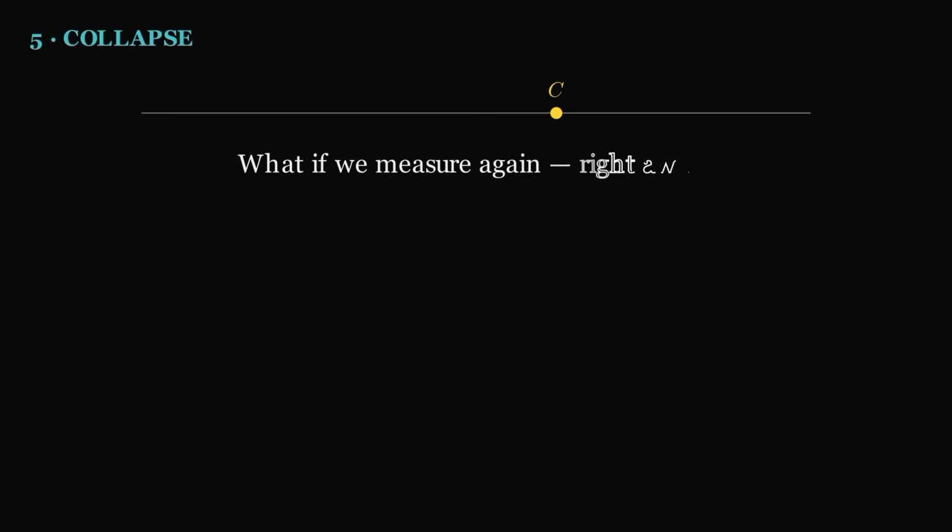Here's a natural follow-up. What if right after that first measurement we measure the position again immediately? Every interpretation agrees on the answer. You get C again. Measure it 100 times in a row right after each other and you get C every single time. Why?